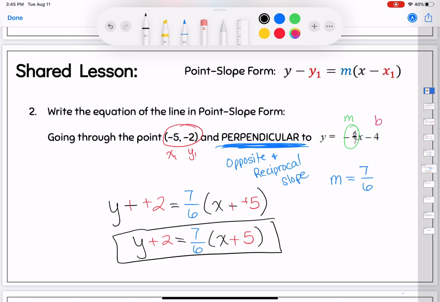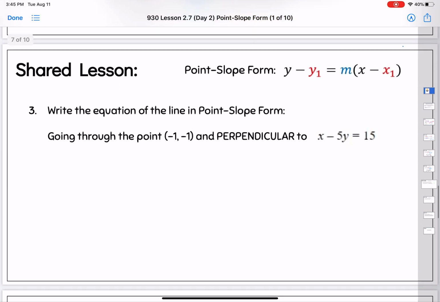All right, so perpendicular, opposite reciprocal, parallel, same slopes. Okay, what do we got next? Again, writing the equation of a line in point-slope form, goes through the point (-1, -1), and is perpendicular to the line x minus 5y equals 15. Pause your video and see what you can do.